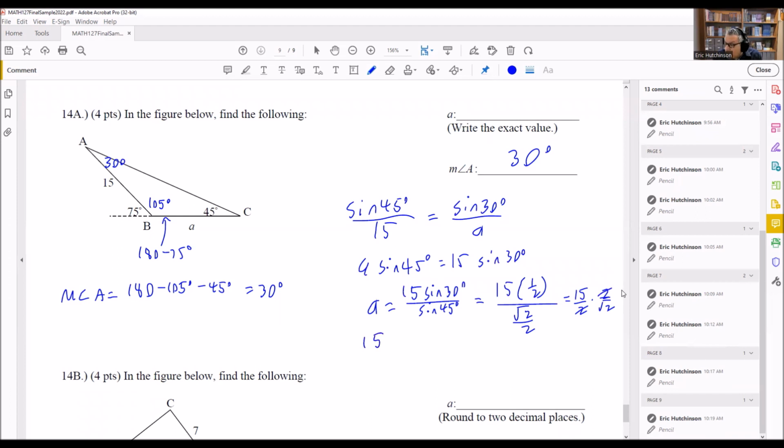Now, it doesn't mention anything about rationalizing, but go ahead and do that anyway here. Okay, so I'm going to multiply top and bottom by root 2 over root 2. And that's going to give us 15 radical 2, all over 2 on the bottom. That is going to be the exact answer. So we have 15 root 2, all that over 2. Okay, so that would be the exact answer.